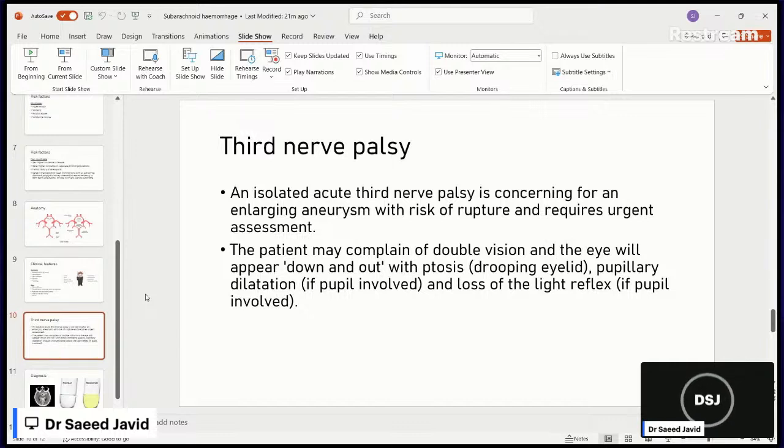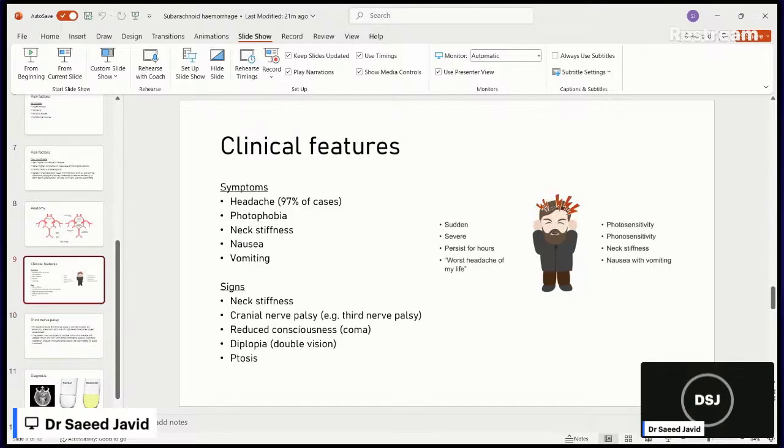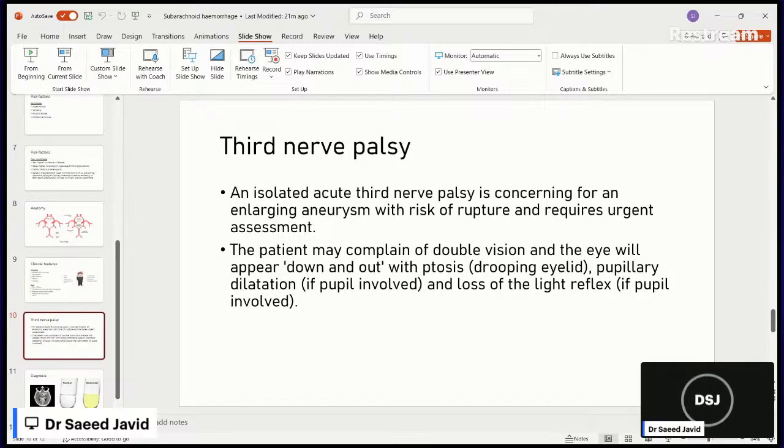So with third nerve palsy, going back to these signs, if somebody has a drooping eyelid or double vision, that's a really important sign. And if they have an acute third nerve palsy, meaning they've got double vision, or their eye is down and out with a droopy eyelid, you just look at the eyes and it doesn't look right. That is very concerning for a potentially enlarging aneurysm with a significant risk of rupture.